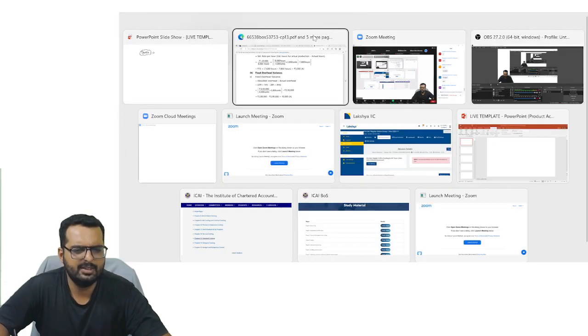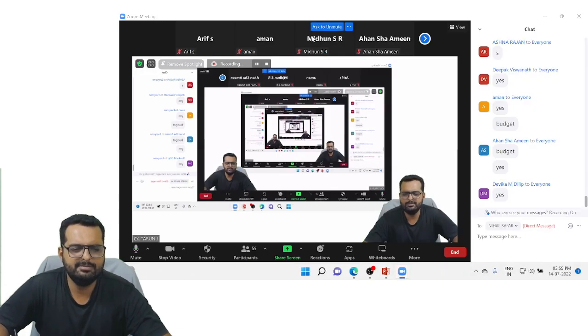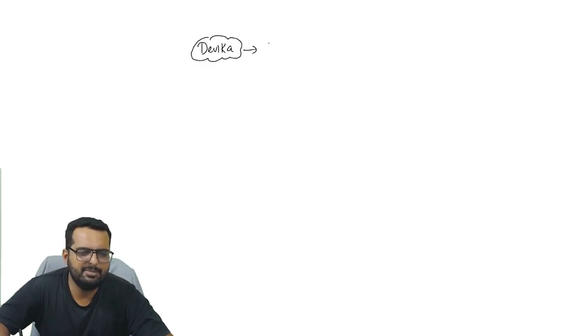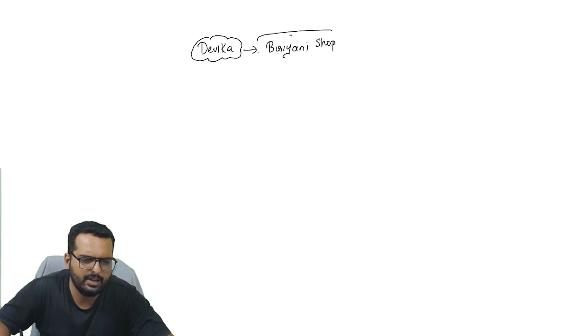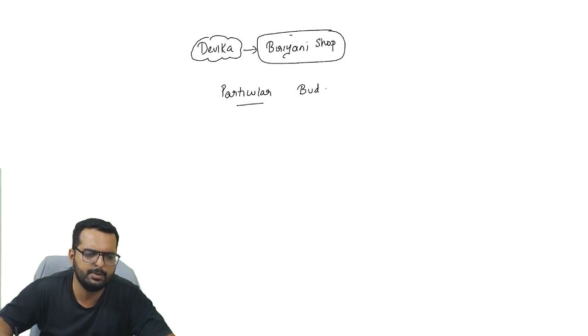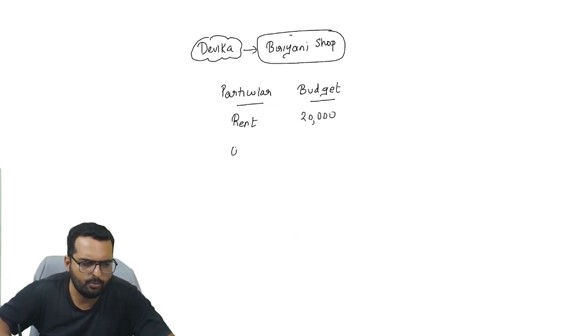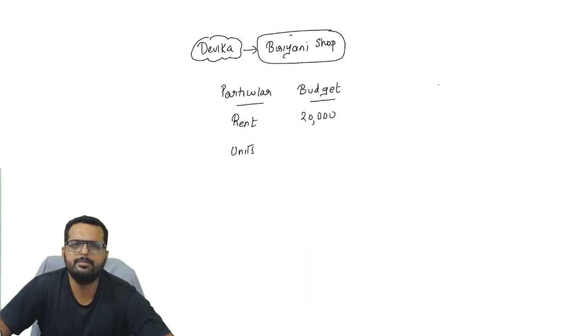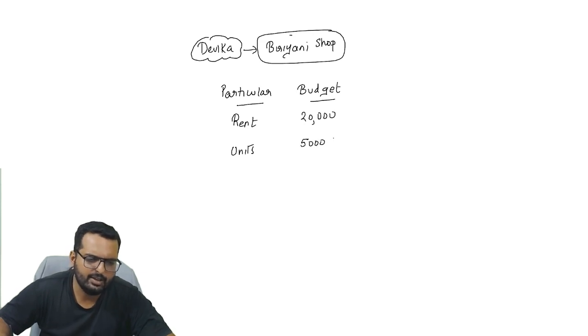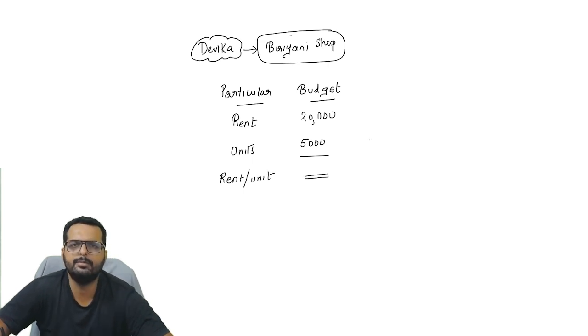So Devika, tell me, which is your favorite food? Biryani, wonderful. Okay, so let us assume you're opening a biryani shop. When you open a biryani shop, what is the rent that you are planning to pay for this biryani shop? 20,000. Wonderful. You are paying 20,000 of rent. In that, how many units of biryani are you planning to produce? 5,000 biryanis. So if that is the case, can you tell me how much is going to be the rent per biryani that will come over here?